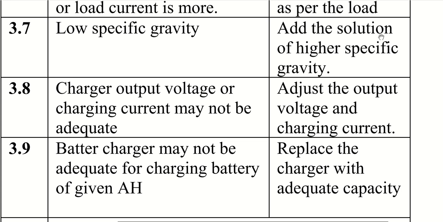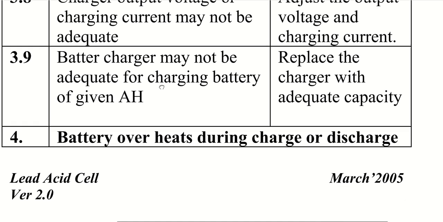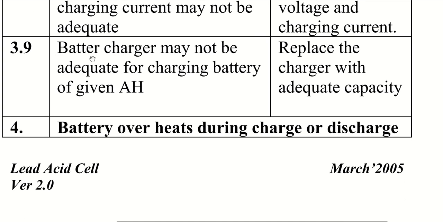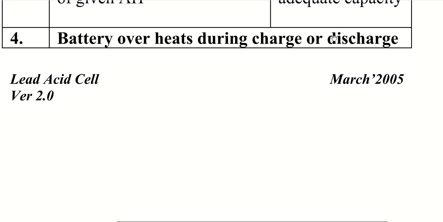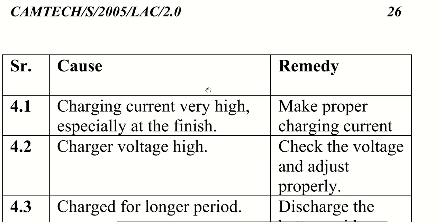Low specific gravity: add solution of higher specific gravity. Charger output voltage or charging current may not be adequate. Adjust the output voltage and charging current. The battery charger may not be adequate for charging a battery of the given ampere hour. So replace the charger with one of adequate ampere hour capacity. Battery overheats during the charge or discharge. Battery overheating could also be a problem, and that is a serious problem.